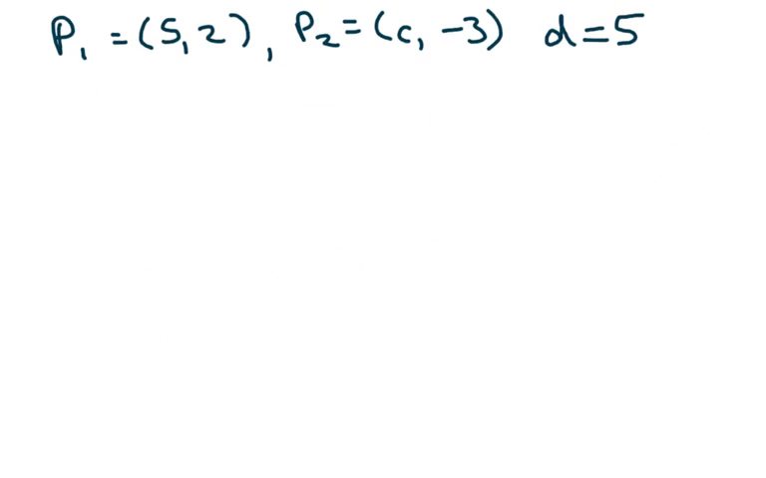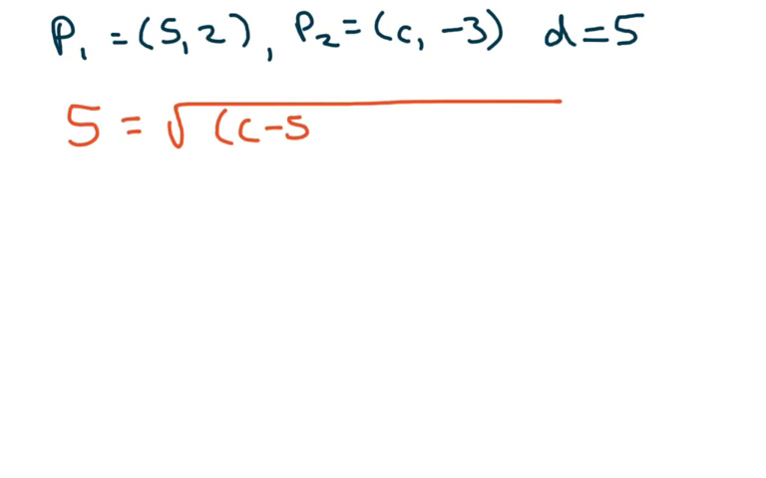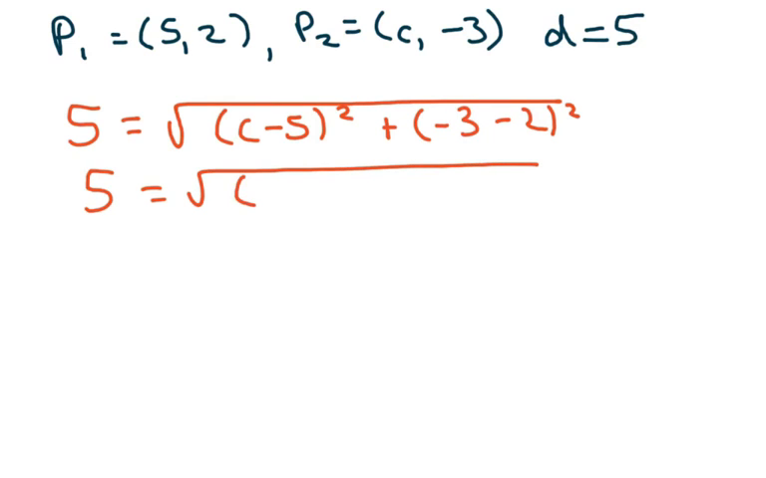Now the next one I have is where we have to find C. So they give you the distance of 5, and you have to find C. So we have 5 equals the square root of C minus 5 squared plus negative 3 minus 2 squared. So 5 equals the square root of, I'm going to keep this the same. This is going to be 25, because negative 5 squared is 25.